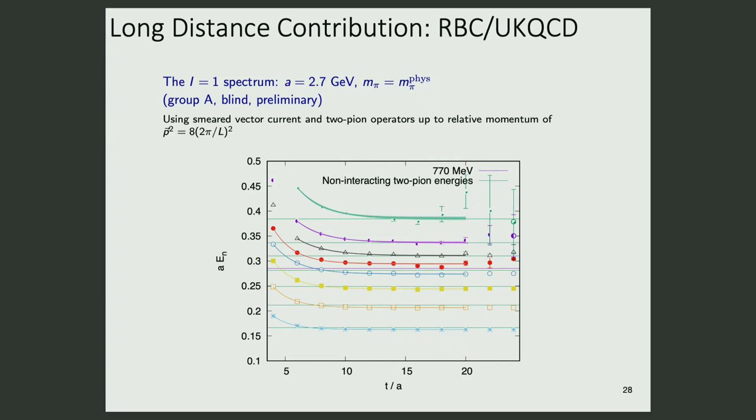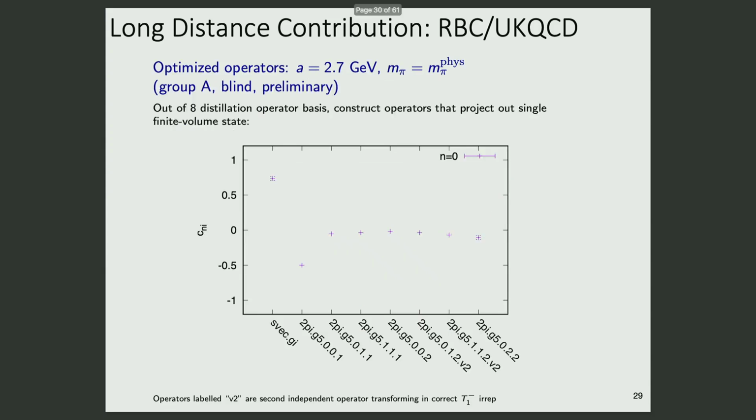And at the same time, when you do the GEVP, you get the eigenvectors of the GEVP, which tell you how to project the operators onto each individual state. And these are the coefficients that you need. These come from the GEVP.